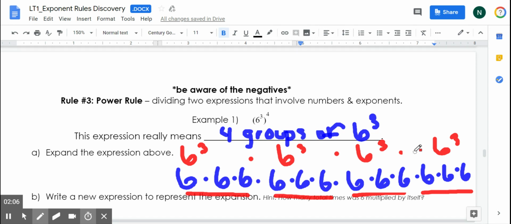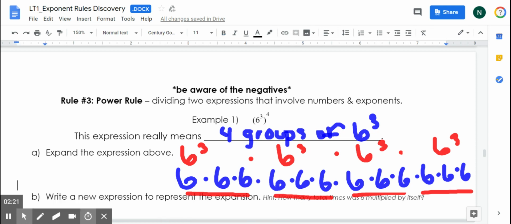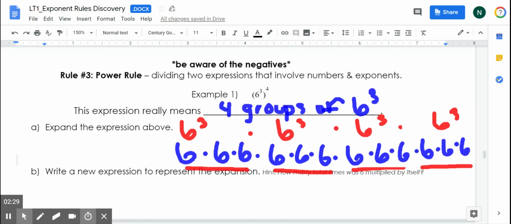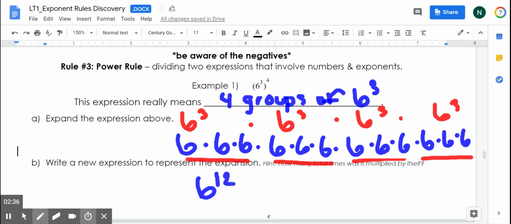So now we're going to actually write a new expression to represent this. So our hint is, well, how many total times are we multiplying 6 by itself? So if we count, we have 3 here, right? 3 here, 3 here, 3 here, and 3 here. So 3, 6, 9, 12. We actually have 12 6s. So we can actually write that 6 to the 12th power.